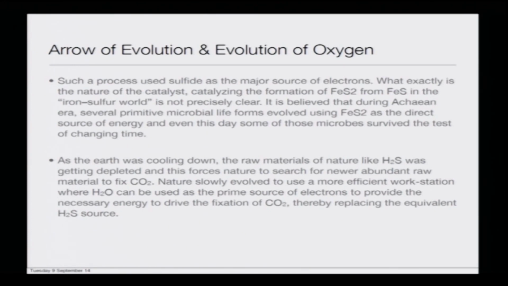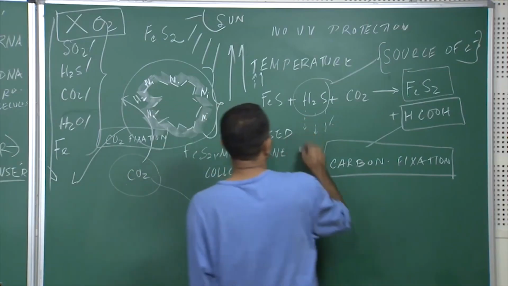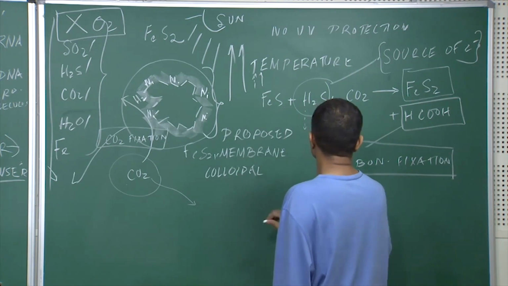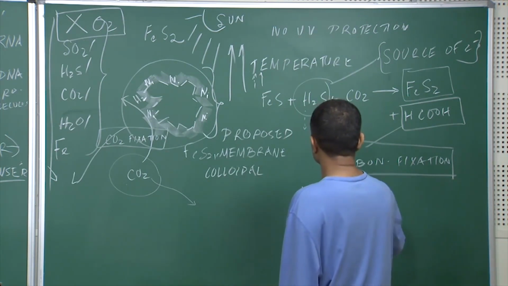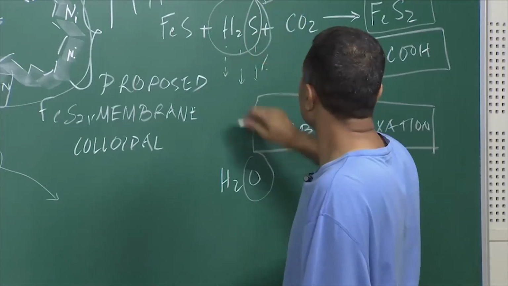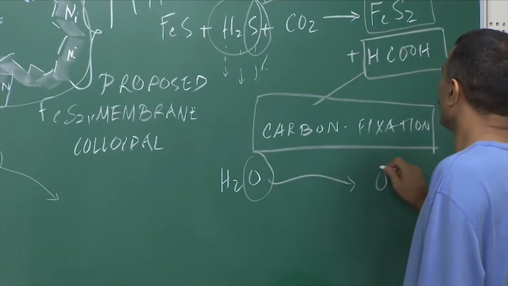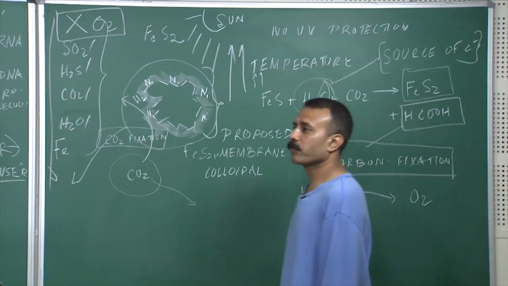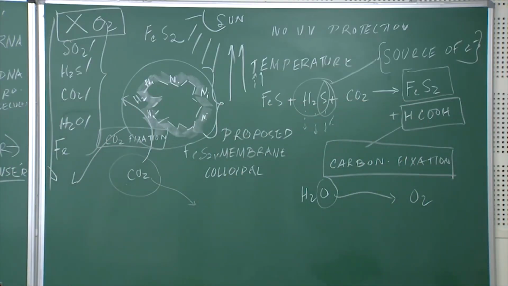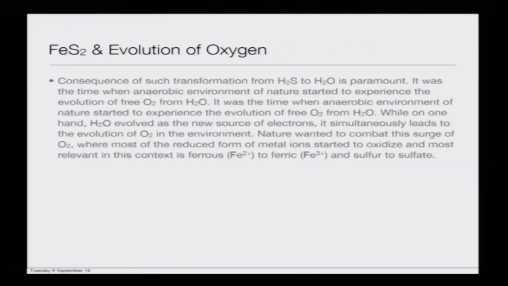Nature slowly evolved to use more efficient workstations where H2O can be used as a prime source of electron to provide necessary energy to drive the fixation of carbon dioxide, thereby replacing H2S. Now, if you replace H2O in this reaction, so what was evolving here was sulfur, now what will be evolving will be oxygen. So, if we move on to the next slide, FeS2 and the evolution of oxygen.